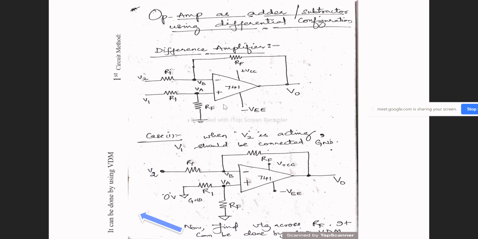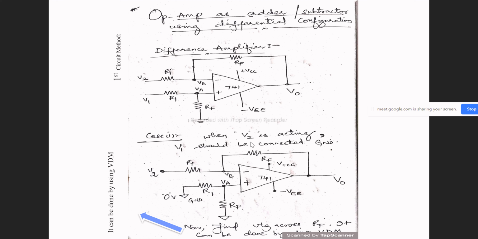So let us now enter into the concept of how this differential configuration based op-amp can be used as an adder and also a subtractor. Let us see case number 1. Here in this circuit, we are going to apply the superposition theorem. We know what is meant by the superposition theorem: at one time only one voltage source will be acting and the other one will be grounded. Only one voltage source acts and the other is grounded. The same thing we are going to do here in the first case.